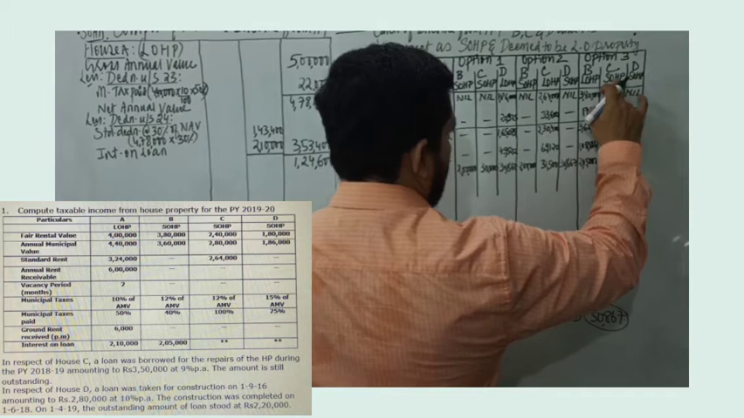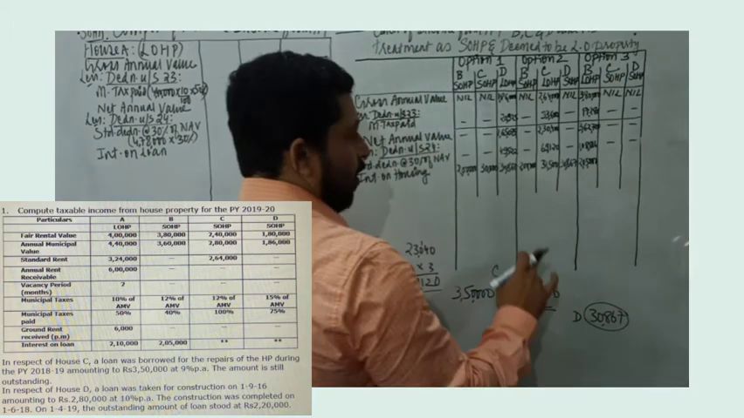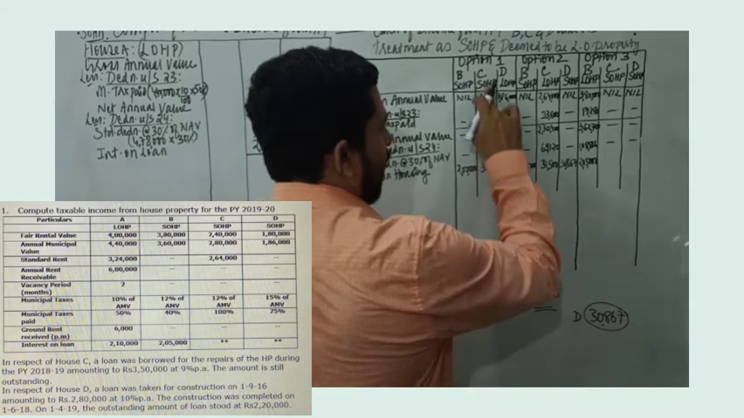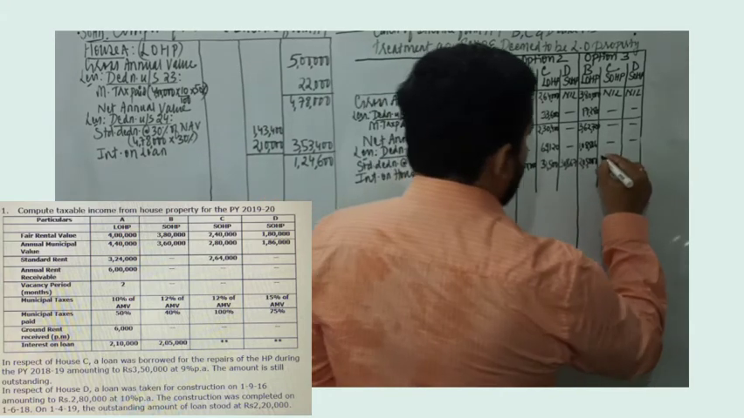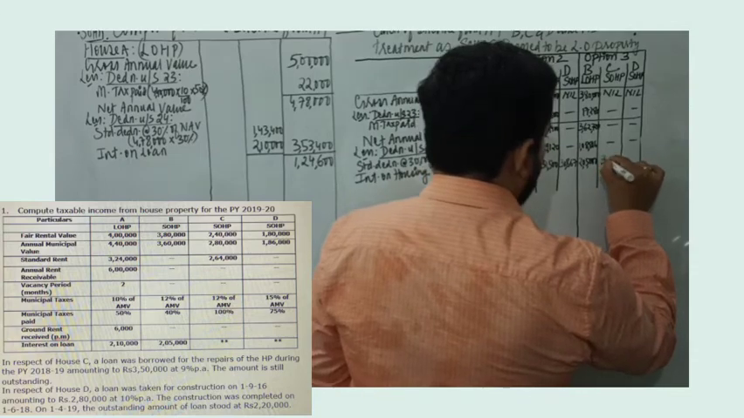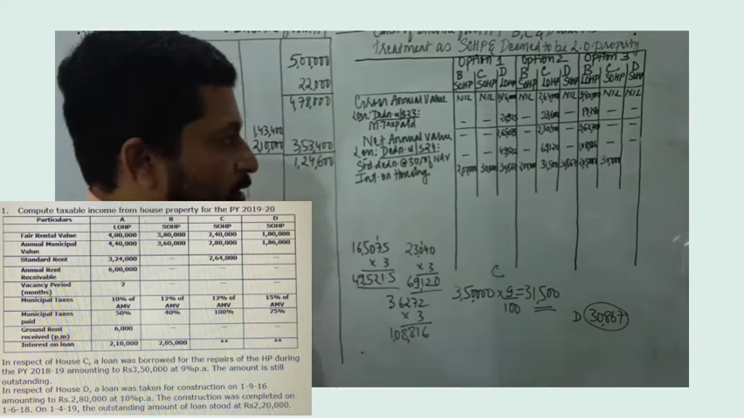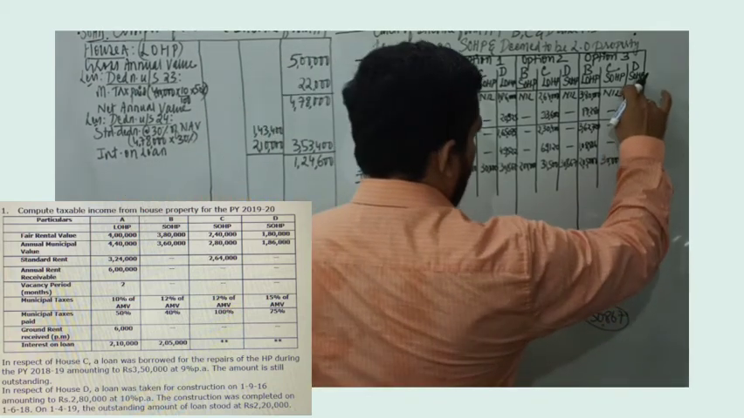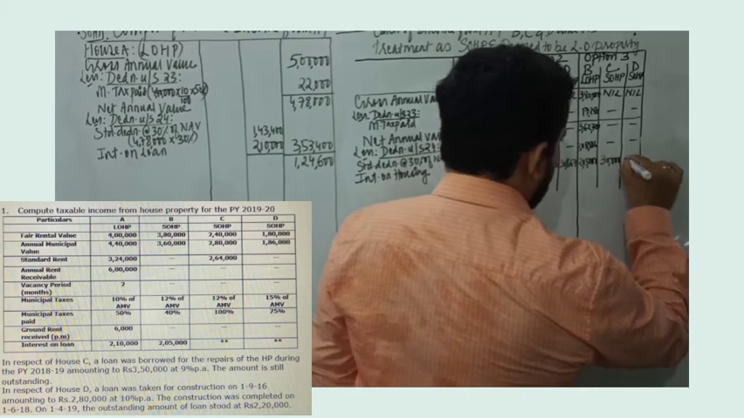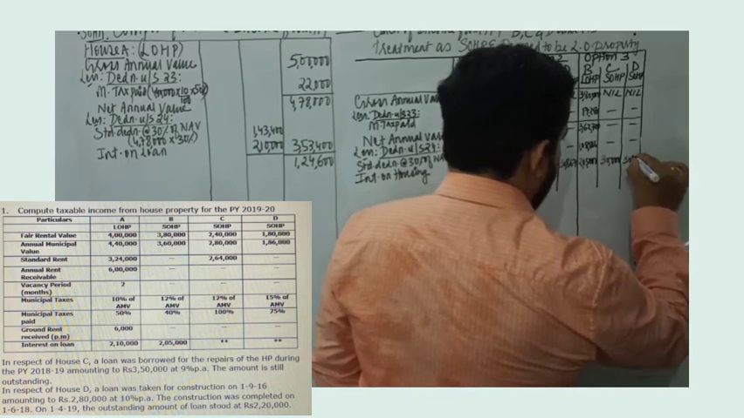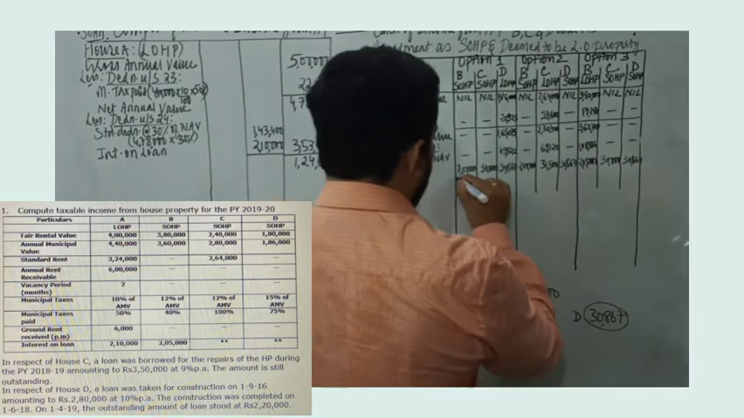Next comes house C. Again it is self-occupied, interest is 31,500, but you know that the loan is taken for repairs, so the maximum is 30,000. Maximum is 30,000 rupees. And house D, it is self-occupied, the loan is taken for construction, we have already calculated, so it is 30,867. So we have got all numbers now.